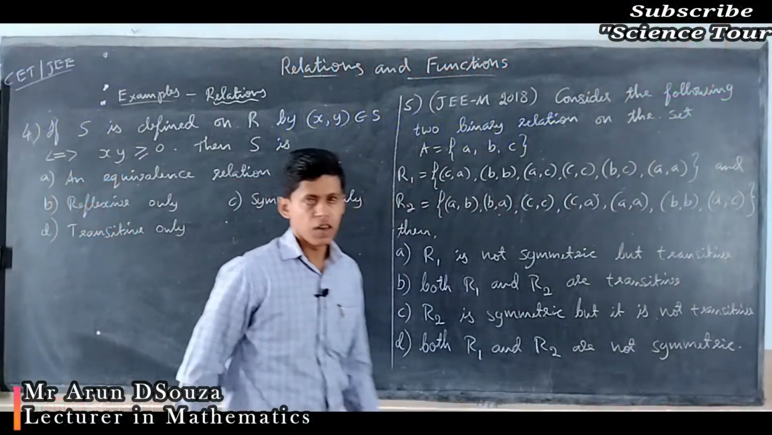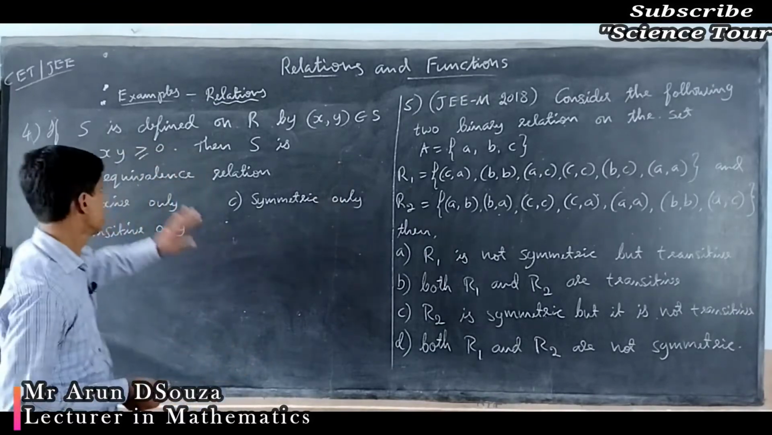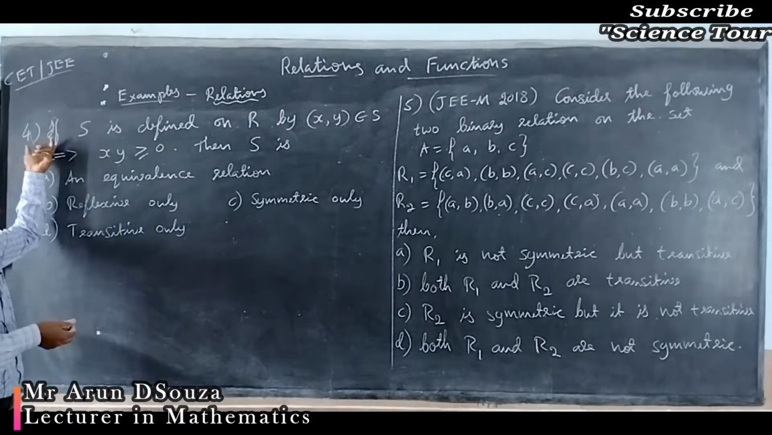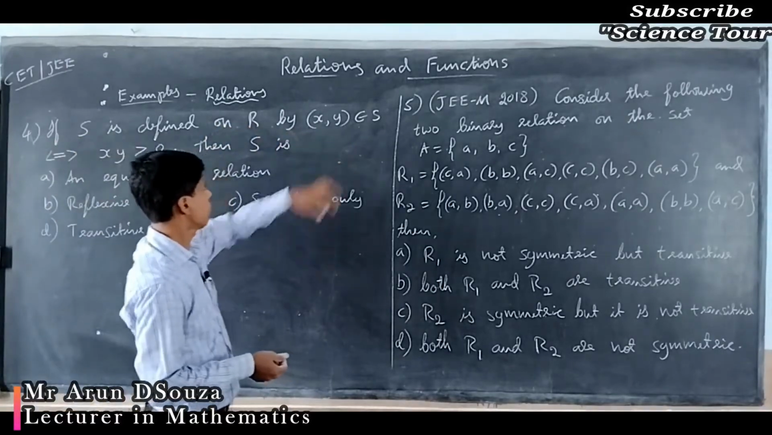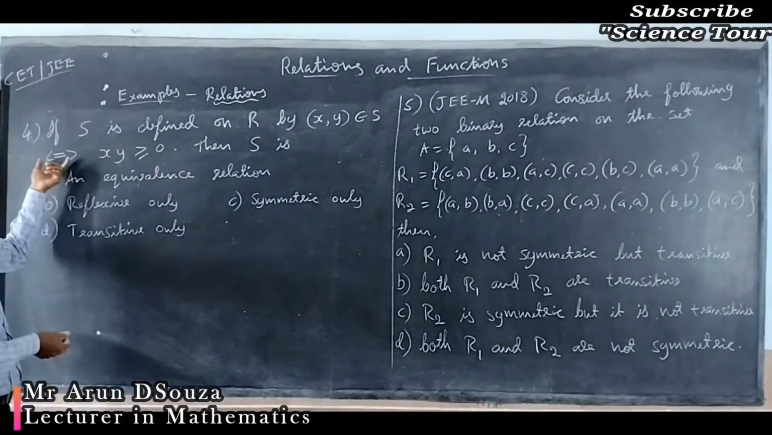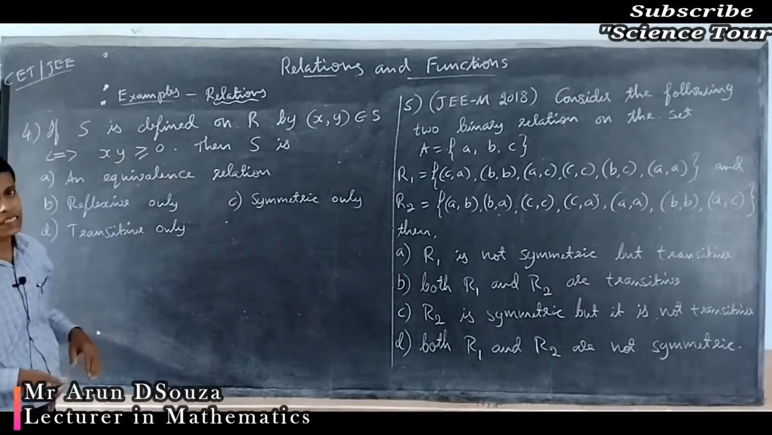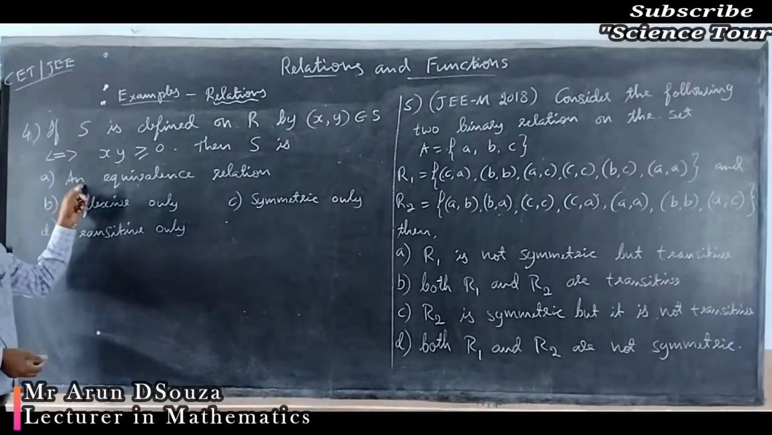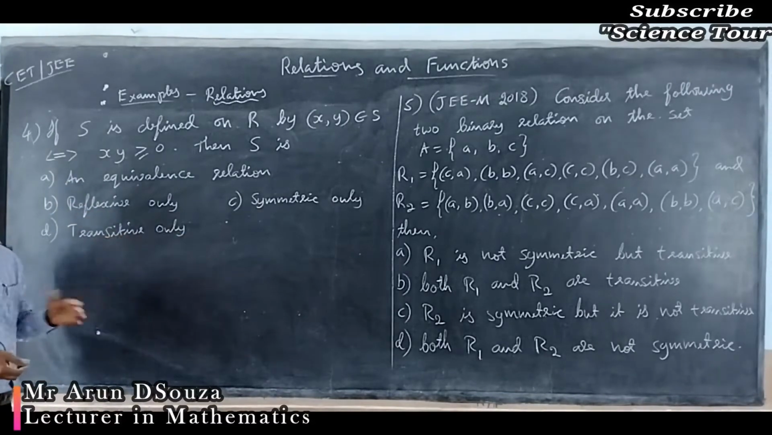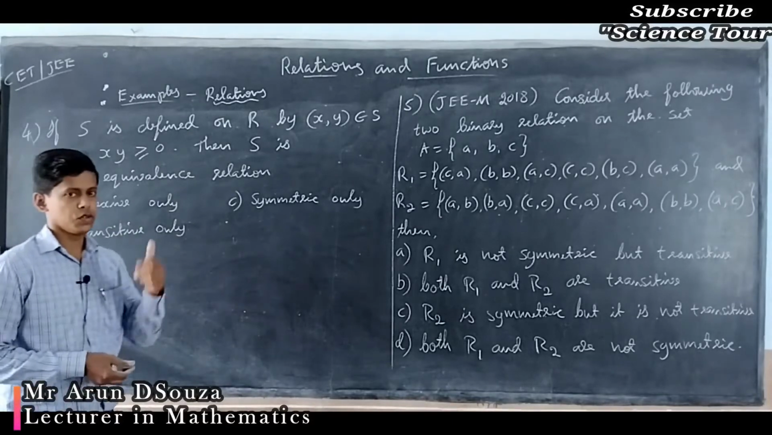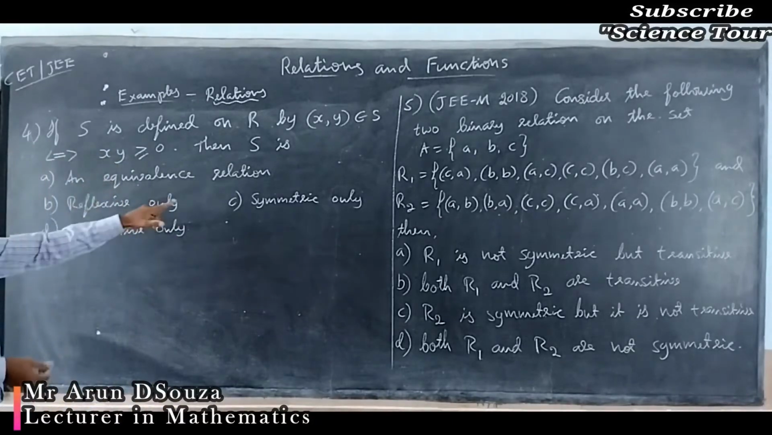Hello dear students and welcome to CET JEE classes of relations and functions. We are in question number 4. If S is defined on R by (x, y) belongs to S if and only if xy is greater than or equal to 0, then S is: equivalence relation, reflexive only, symmetric only, or transitive only. This is based on reflexive, symmetric and transitive. If all three happen, then it is an equivalence relation, otherwise one of these.